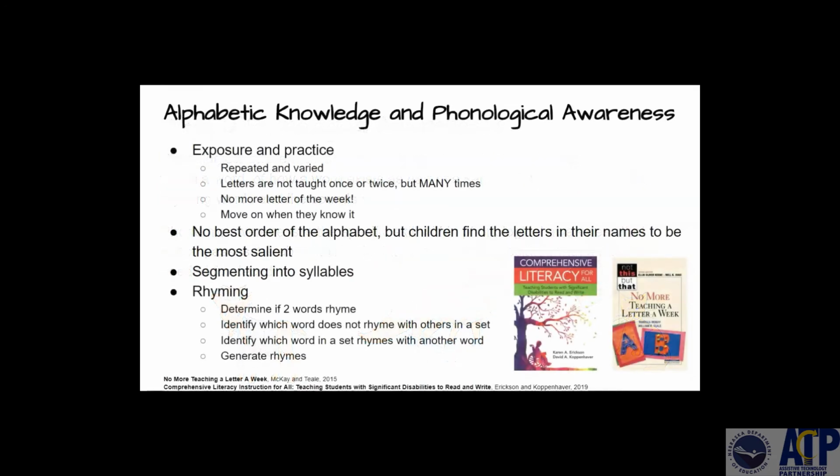What we know about alphabetic knowledge is that developing it requires exposure and practice that must be repeated and varied. The concept of repetition with variety is discussed in the book Comprehensive Literacy for All by Erickson and Copenhaver. This book, and McKay and Teale's No More Teaching a Letter a Week, stress the need to explicitly teach the letters of the alphabet repeatedly, and that if we follow the letter of the week protocol, children will have only gotten through the complete alphabet by sometime in March.